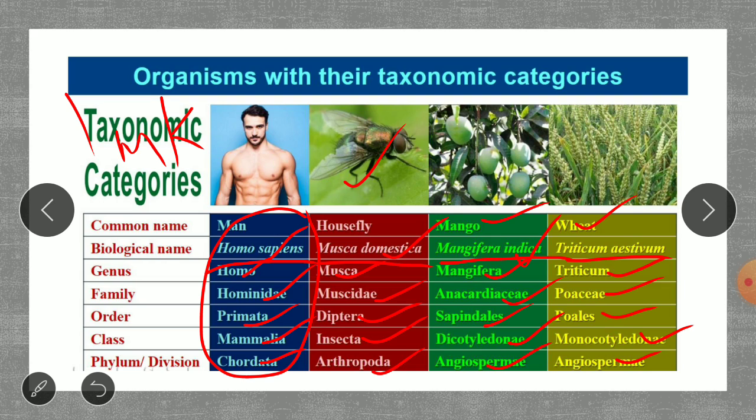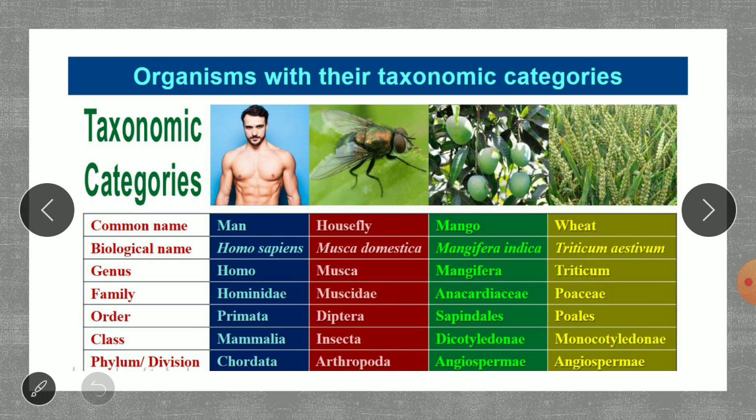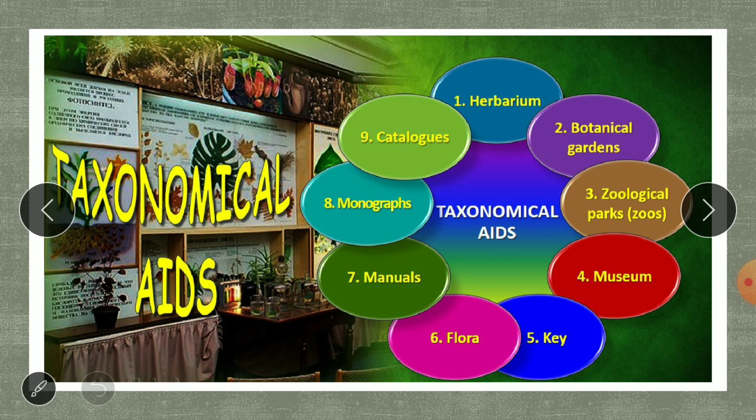So this is all for today. We have studied the taxonomic categories with examples. In the next class, we will study taxonomical aids.